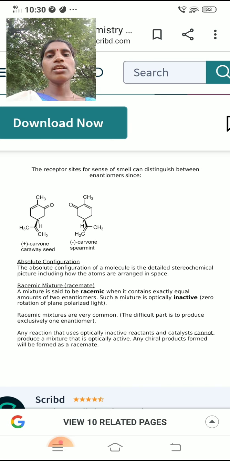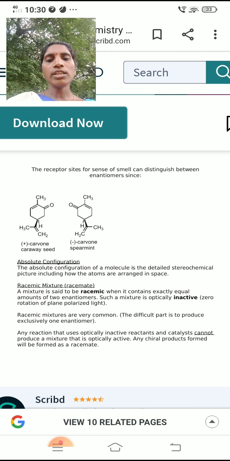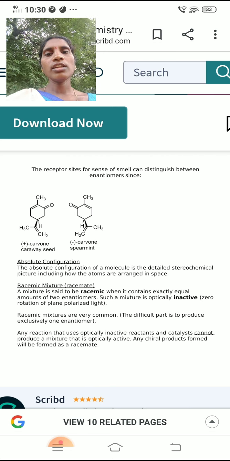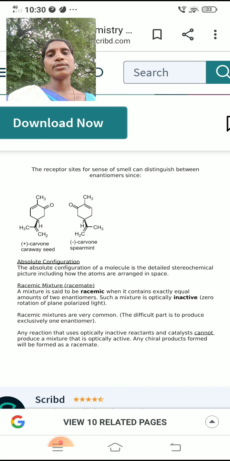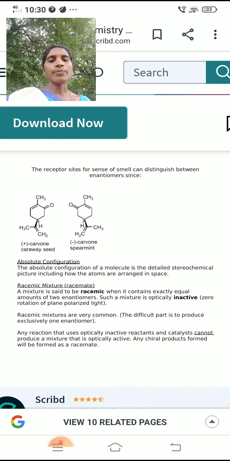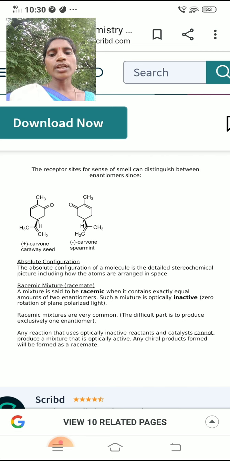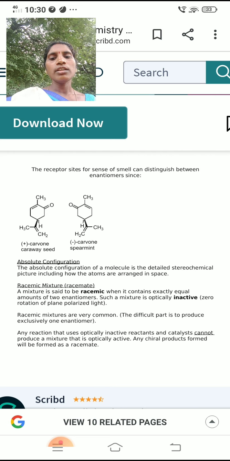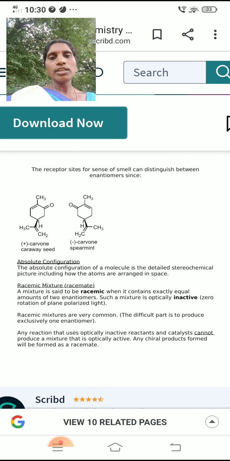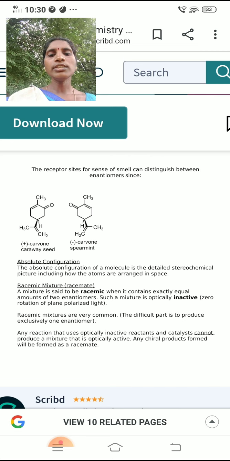So today I am going to discuss racemic mixture. What is meant by a racemic mixture? A racemic mixture is 50% of the dextro compound and 50% of the levo compound. It contains exactly equal amounts of the two enantiomers, so such a mixture is optically inactive. That means the net optical rotation is 0. That's why the racemic mixture is optically inactive.